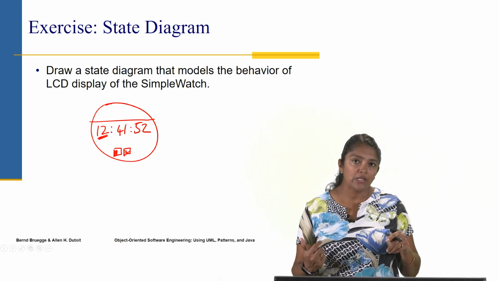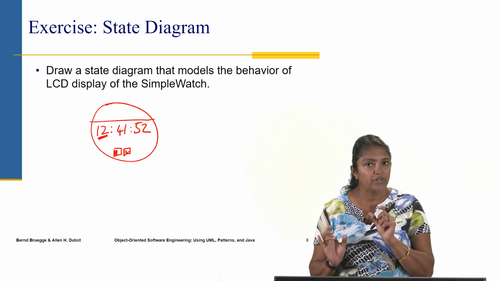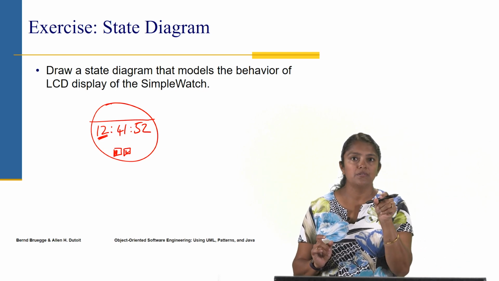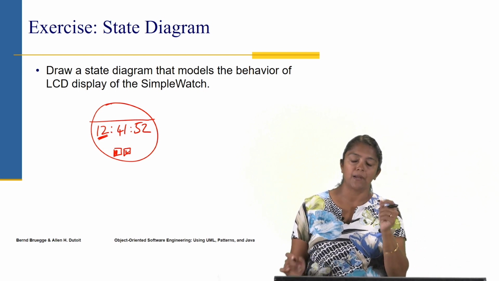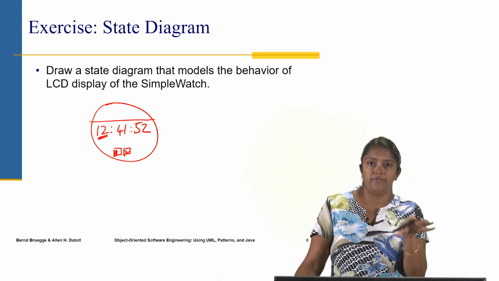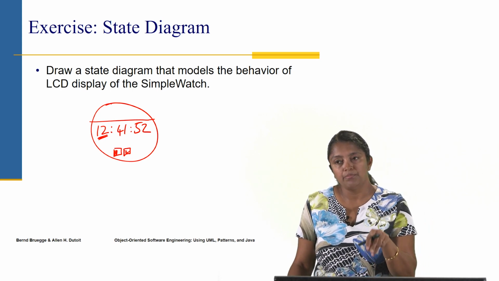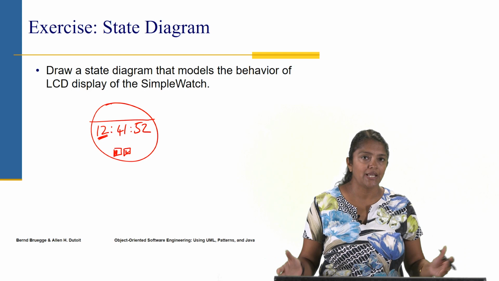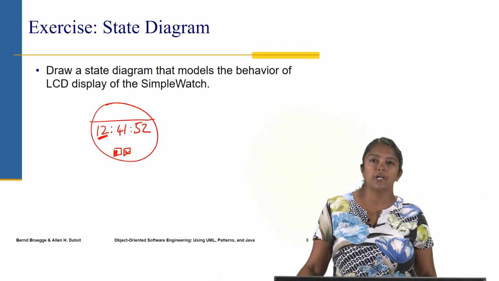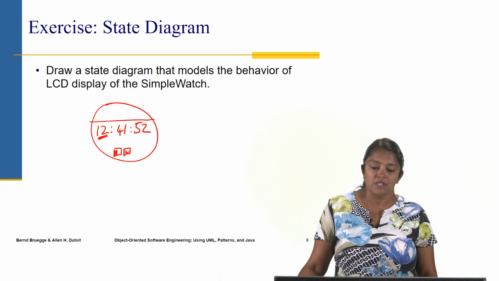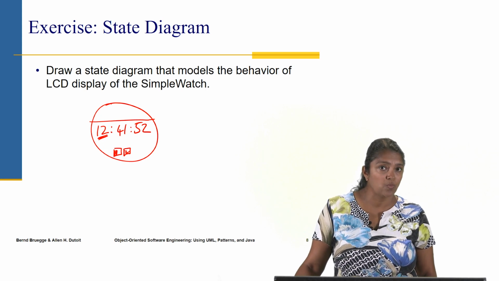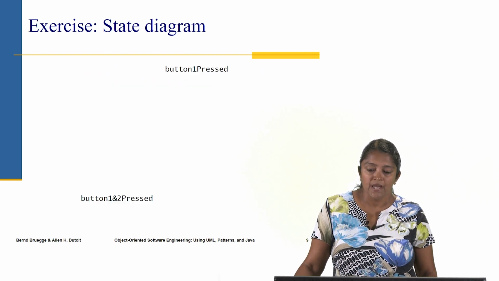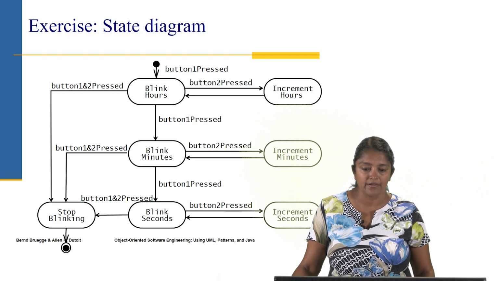So basically 1 is used to select whether we want to set the hour part, the minute part, or the seconds part, and the second button is used to increment the number that's blinking. And when you're finally done setting the time, press both 1 and 2 buttons together, and that will set the time. So say that's the behavior of this simple watch, and we need to draw a state diagram to model it. Here we're thinking of all of the different states that this watch can be in, and what are the triggers that cause the state to change. So let's look at the diagram.